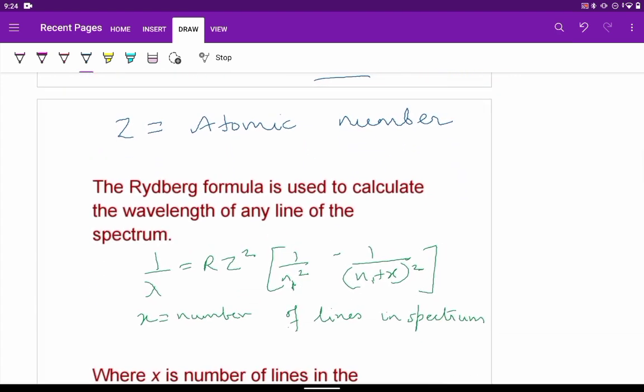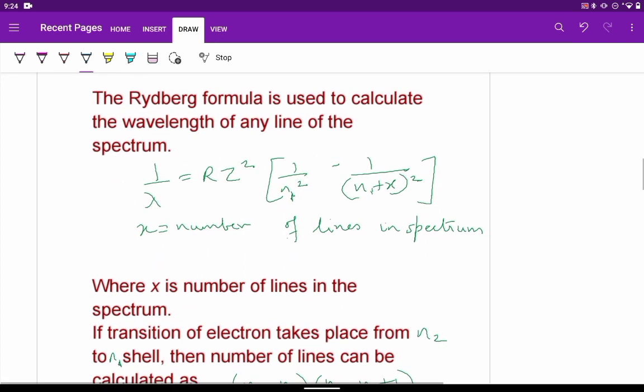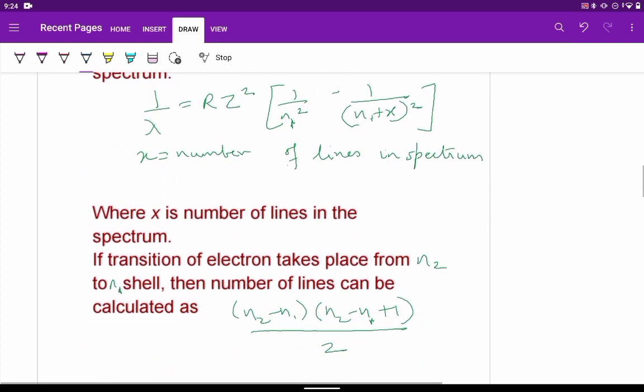The Rydberg formula is used to calculate the wavelength of any line of the spectrum. That is 1 by lambda is equal to RZ square, where Z is the atomic number. 1 by lambda equal to RZ square into 1 by n1 square minus 1 by (n1 plus x) whole square, where x is the number of lines in the spectrum. So with this formula we can calculate if numericals come.